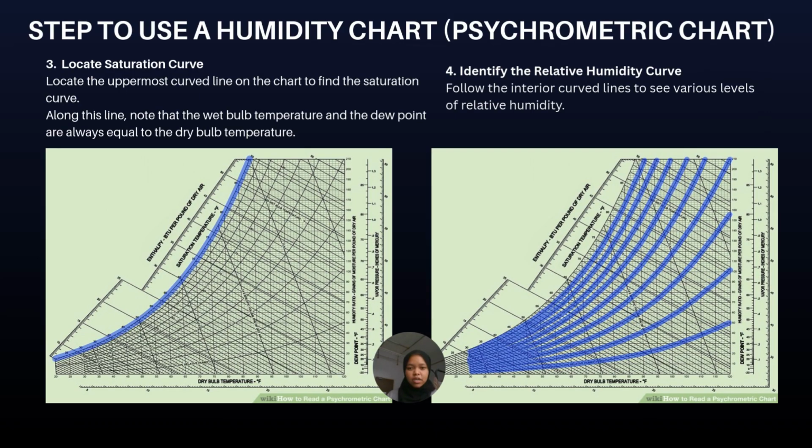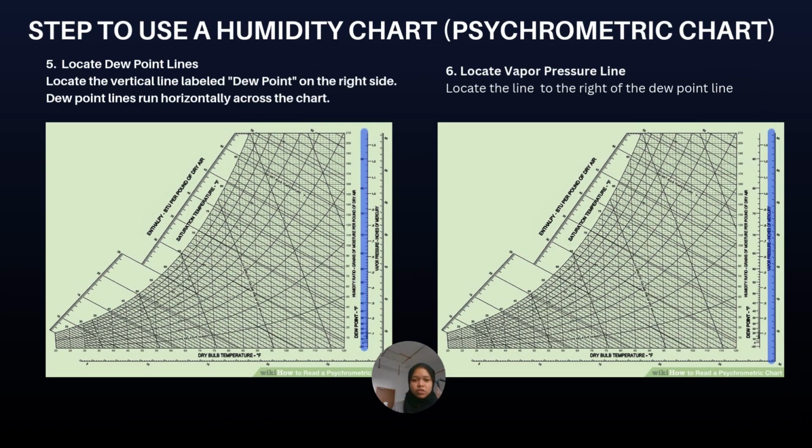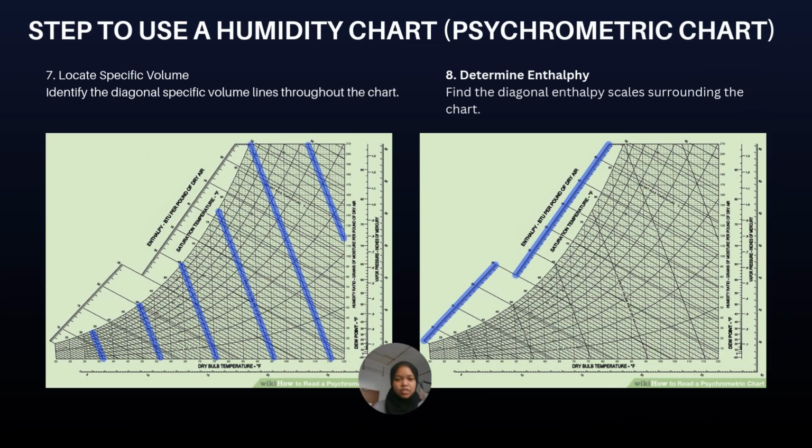Next, we can locate the uppermost curved line on the chart to find the saturation curve. For the fourth step, we can identify the relative humidity curve just by following the interior curved lines on the humidity chart. Next, to locate the dew point line, we can just look at the vertical line labeled dew point on the right side of the chart. Right next to it is the vapor pressure line. As you can see in the picture, I already highlighted two different lines to show the differences between the two. Next, identify the diagonal lines throughout the chart to locate the specific volume.